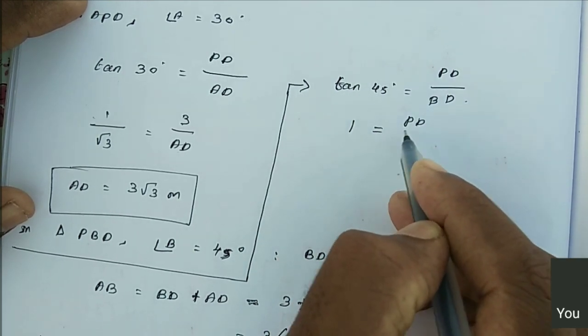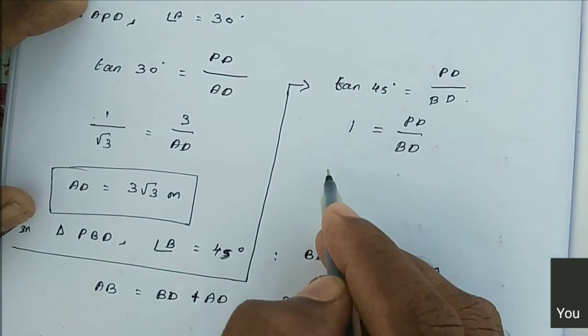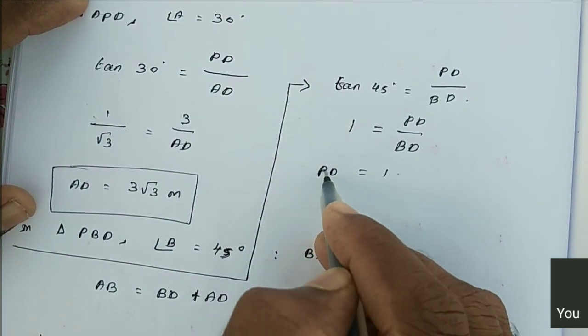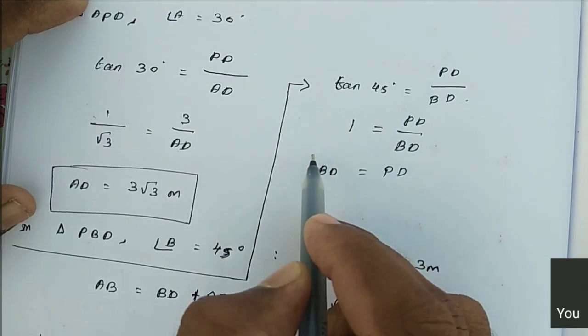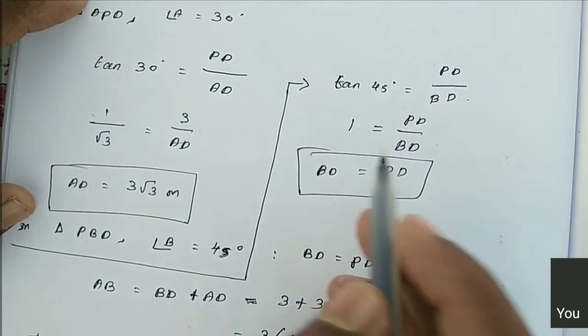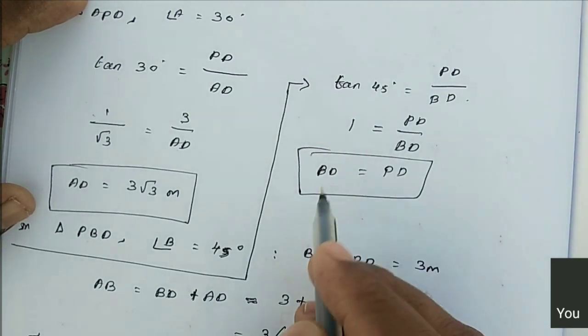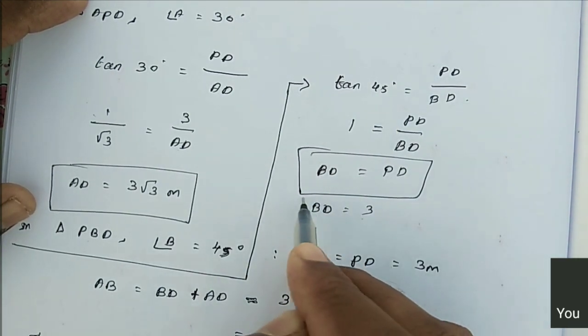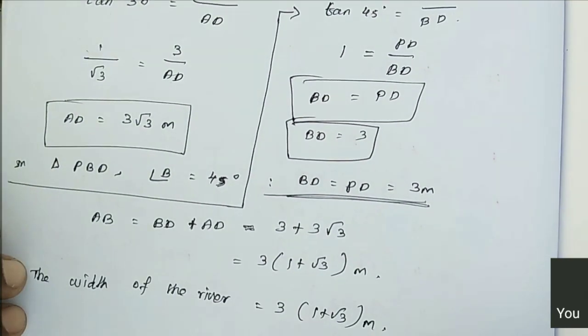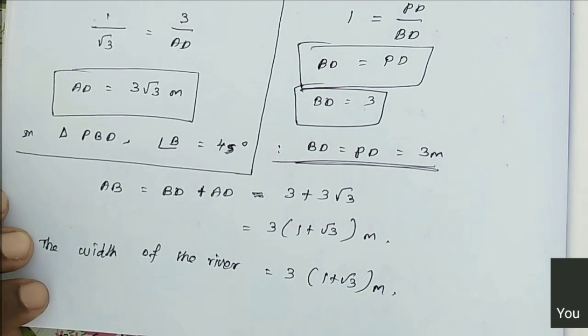So tan 45 is what? 1. So BD by BD. Then we can write cross multiplication. Very good. BD is equal to DB. Clear? Now, what is the BD value? The height value. BD is equal to 3. So now we found it is 3. Next, now the AB value.